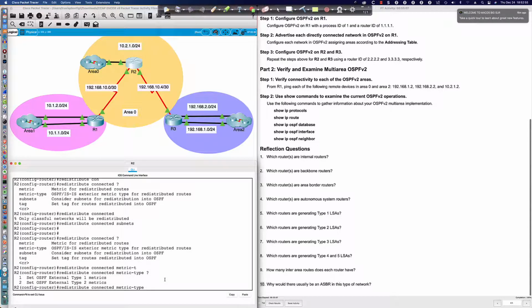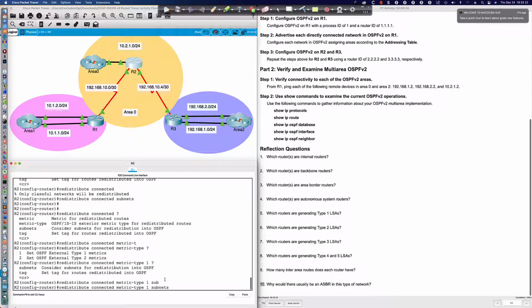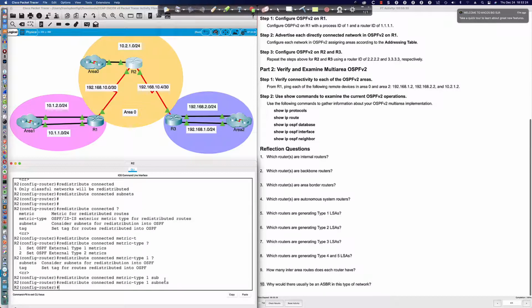And here you go. Do I want it to be an external type 1 or an external type 2, an OE1 or an OE2? OE2 is the default. I'm concerned about the actual cost. I want the metric for all redistributed routes to be reflective of what the actual cost is going to be. Not that silly 20, right? That doesn't help me at all. So I'm going to say metric type 1. And again, we still need to put the subnets keyword in there.